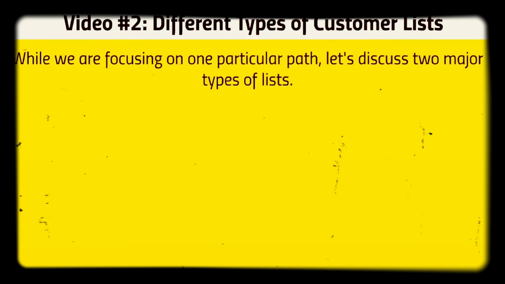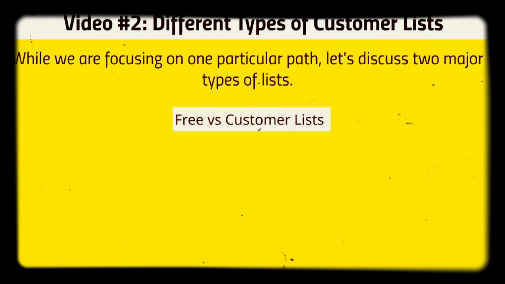Okay, so welcome back. This is video number 2, and we're going to talk about the 2 different types of customer lists. Now, while we're focusing on just one particular path, I really want to talk about 2 major types of lists because I want you to get into that mindset of understanding why there are 2 different lists and why we are focusing on just one particular one. So the 2 major ones are the free list versus the customer list. So a free list, let me explain the differences.